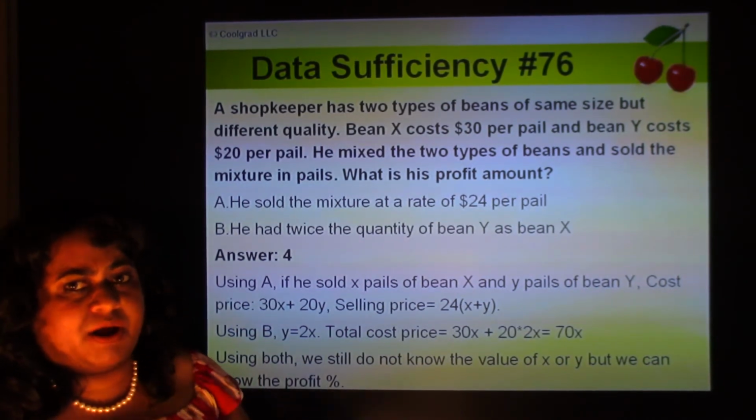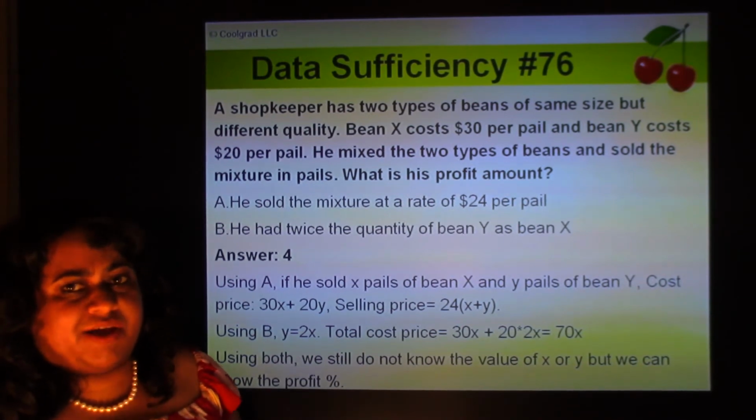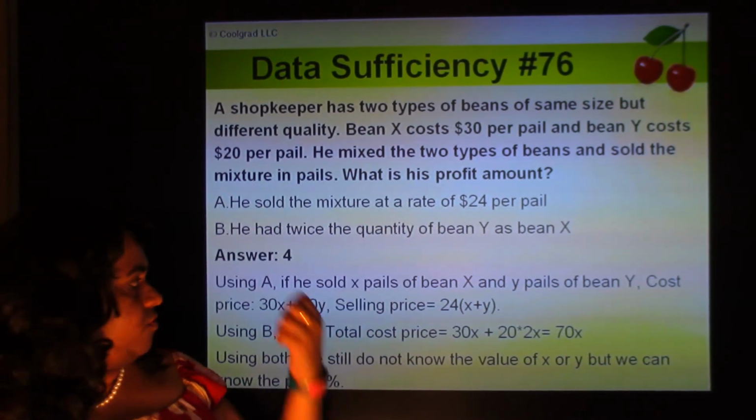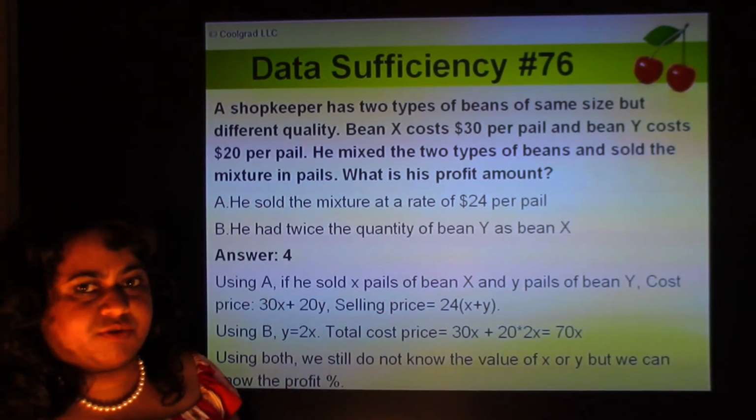But they want to know the profit amount, that is 2x. We don't know the value of x or y. So we can't solve for the profit amount. So both the statements together are insufficient. We pick option 4.